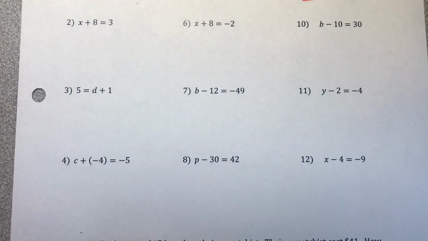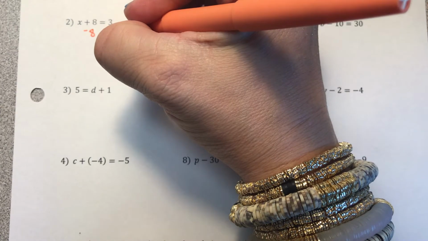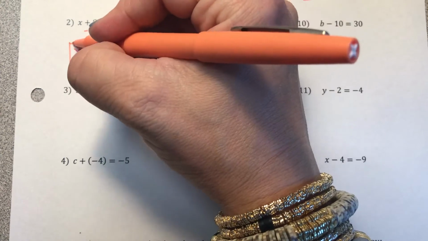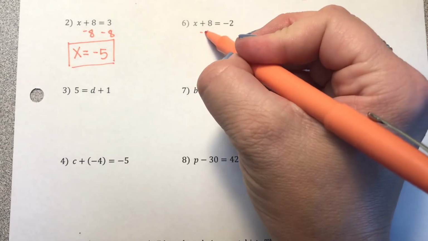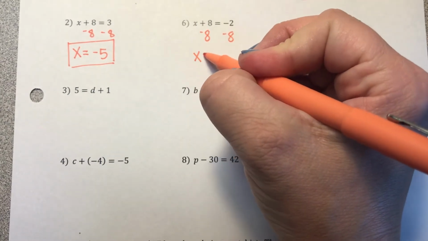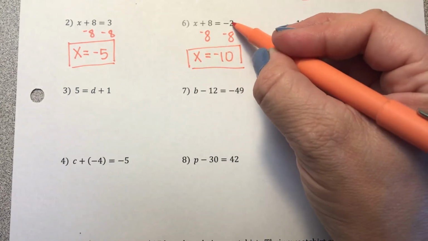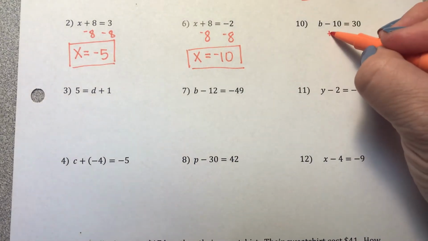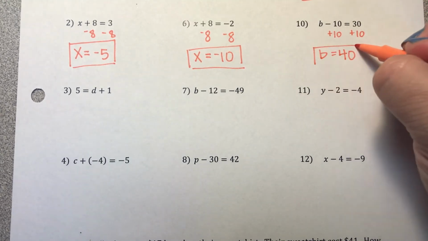Let me do a few more with you, and then you can do some practice on your own. So on number 2, we're going to subtract 8 from both sides, and you get x equals negative 5. On number 6, we're going to subtract 8 and get x equals negative 10, because this is negative 2 minus 8. On number 10, we're going to add 10 to both sides, and we get b equals 40.